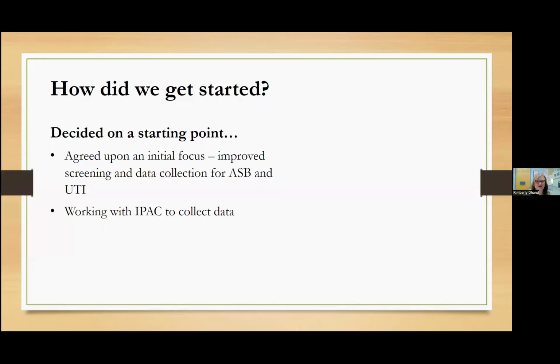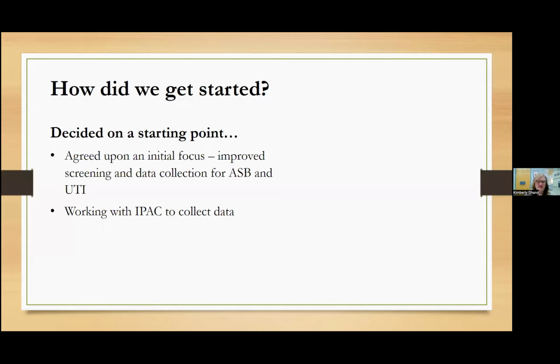Okay, so, starting point. We agreed upon an initial focus would be screening and data collection for ASB, or asymptomatic bacteriuria, and UTIs. We worked with IPAC, our infection prevention and control committee, to collect the data and implement a project that they had already started, but we tried to be supportive of that project, which we can describe in more detail in the next slide, and that was something that we're still working on. Okay, sorry, that one will be in a little bit later slide.